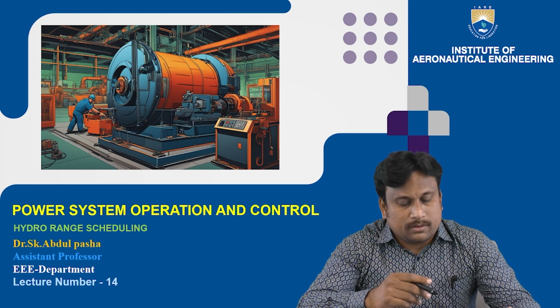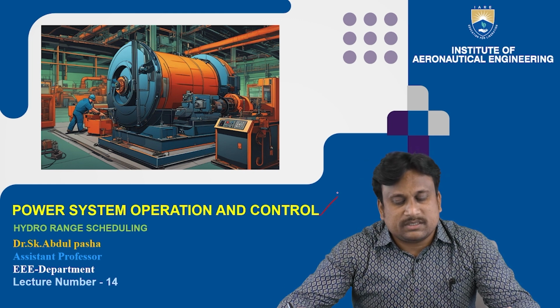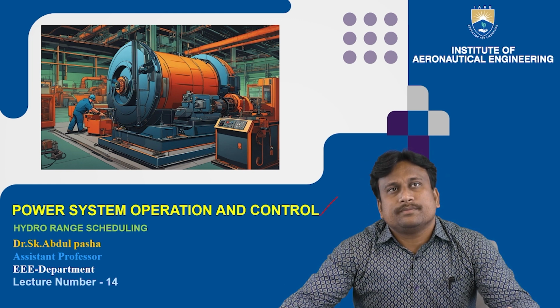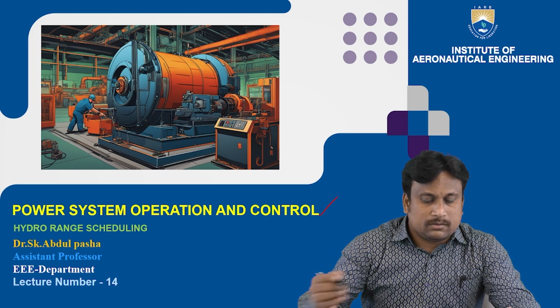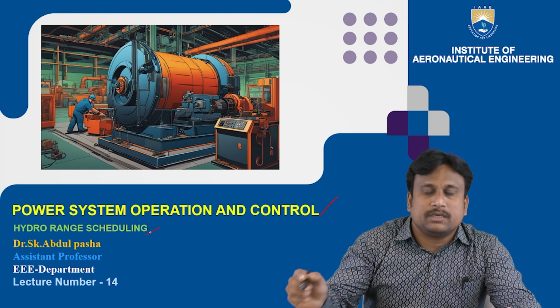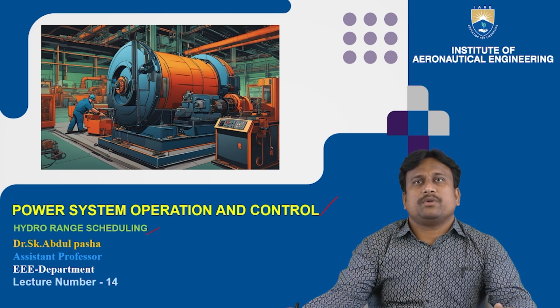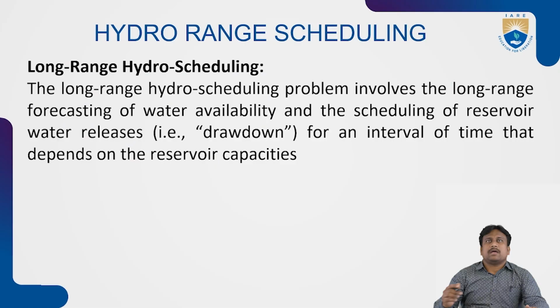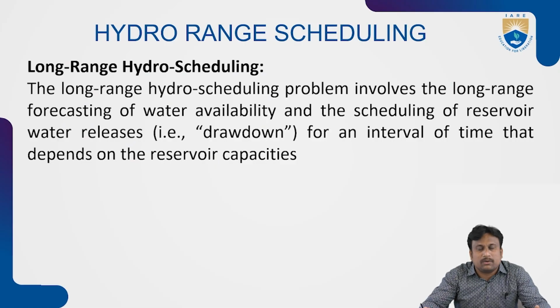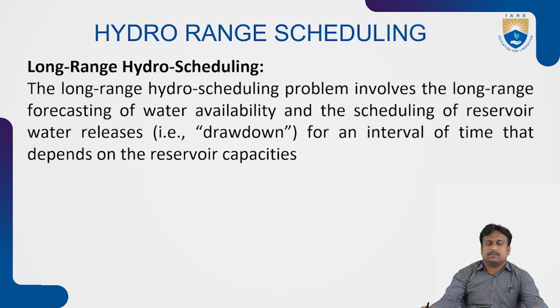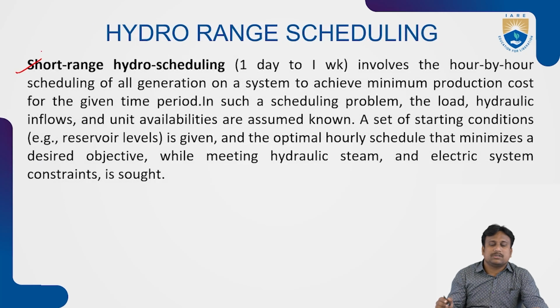So, we are in the course of Power System Operation and Control. Here, the topic is Hydro Range Scheduling Process. So, what is the hydro range scheduling process? That we are going to discuss. The hydro range scheduling is involved in majorly two cases. The first case is the long range hydro scheduling process. The second one is the short range hydro scheduling process.